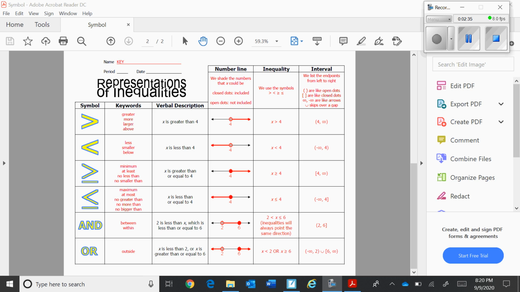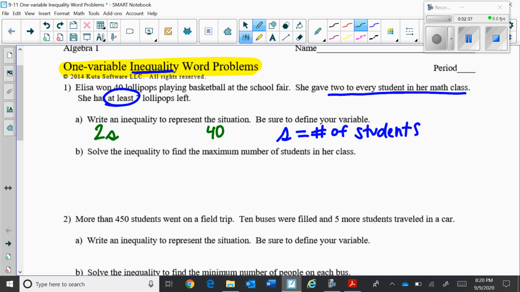And so in our problem, it says at least 7 lollipops left. So she has 7 more than what she gave away. That's from what she gave away, which is 2 times S. So she at least has 7 more. So we're going to add 7 because she has at least 7 more than what she gave away.